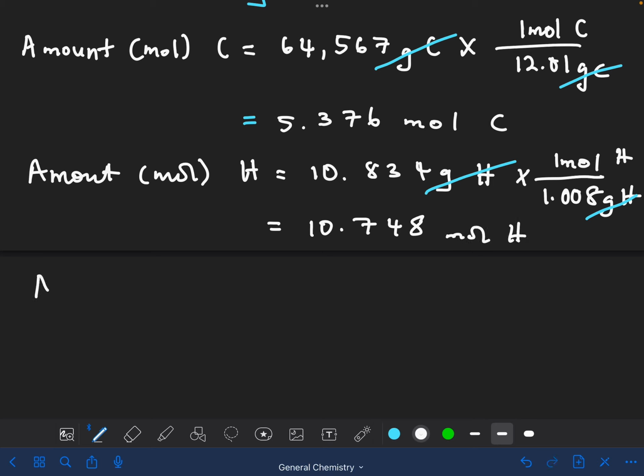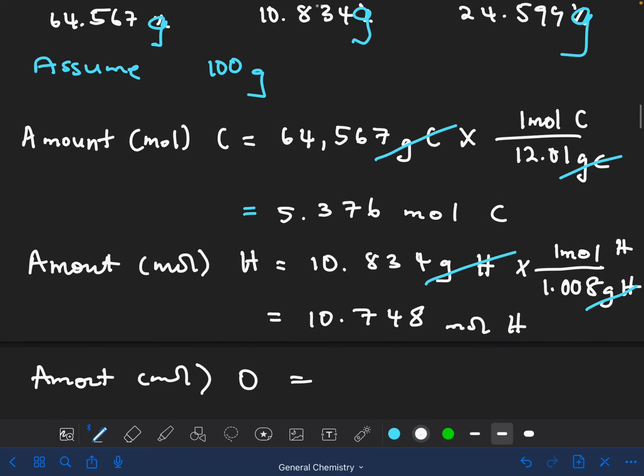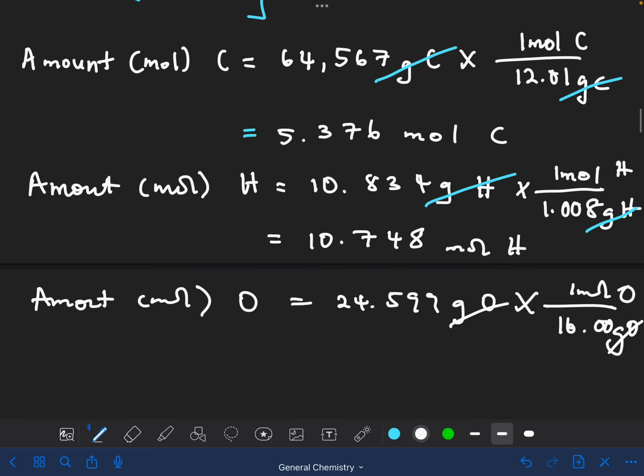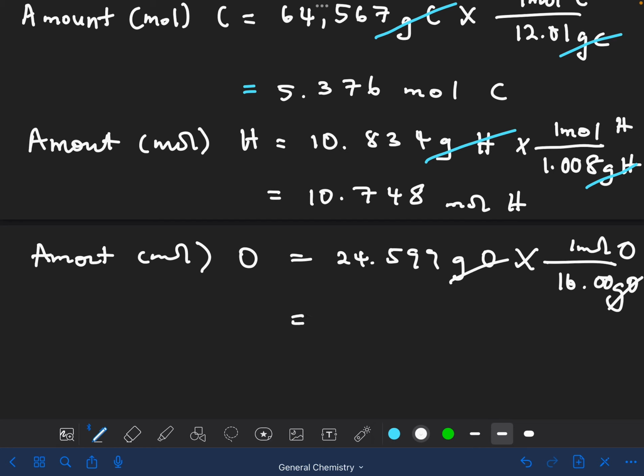So we're almost done, guys. The amount in moles of oxygen. For oxygen we've got 24.599 grams of oxygen times its molar mass, 1 mole of oxygen per 16.00 grams of oxygen. So this and this cancel, and then we are going to have 1.537 moles of oxygen. Okay, guys.